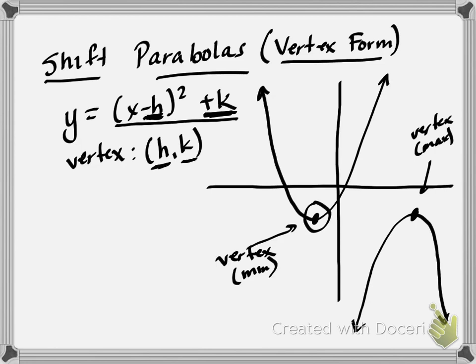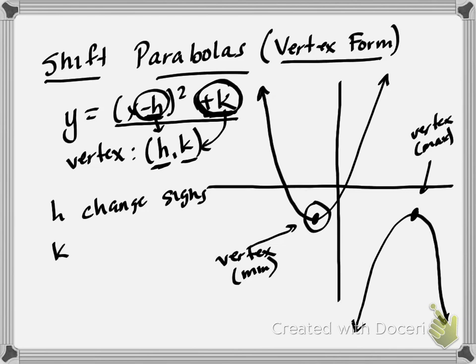What that means is whatever number is inside the parentheses is going to become the x coordinate, and it's going to change signs. So h will change signs. k was positive in the vertex form, and it's also positive in the ordered pair for the vertex. That means the k does not change signs. Okay, so let's take a look at how this will shift the parabola.